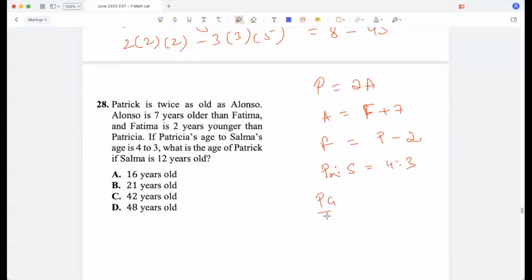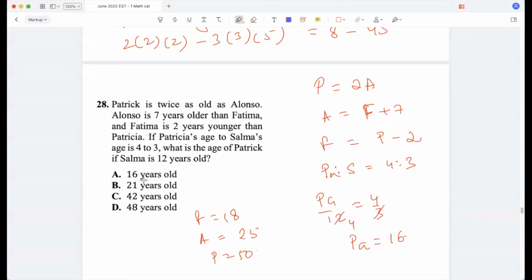So Patricia to 12 is 4:3. So Patricia is 16. If Patricia is 16, Fatima is 18. If Fatima is 18, Alonso is 25, and Patrick would then be 50.